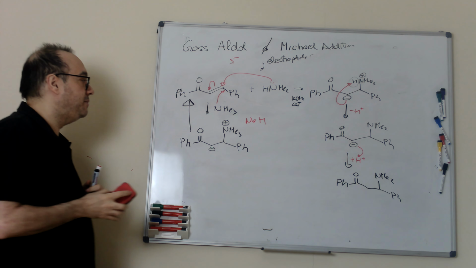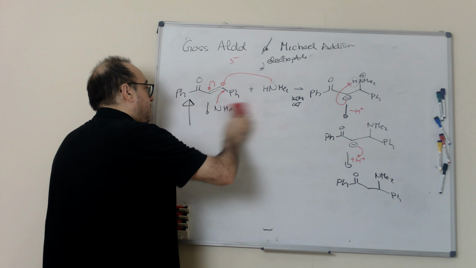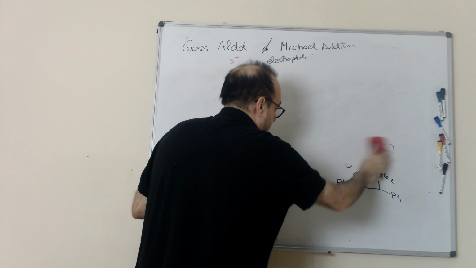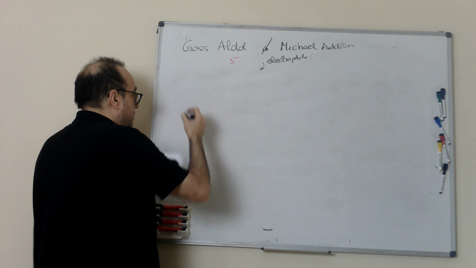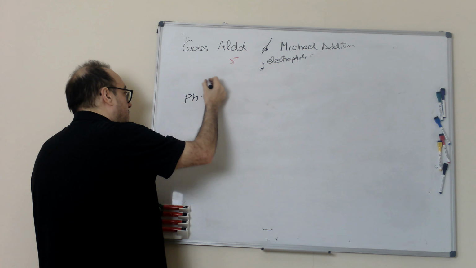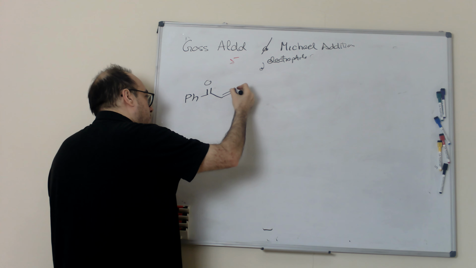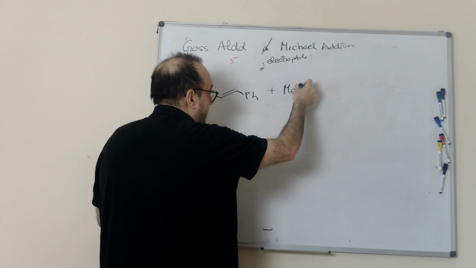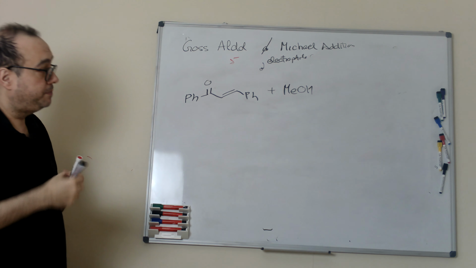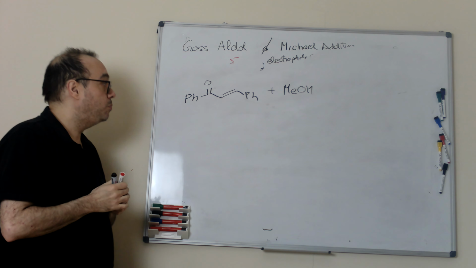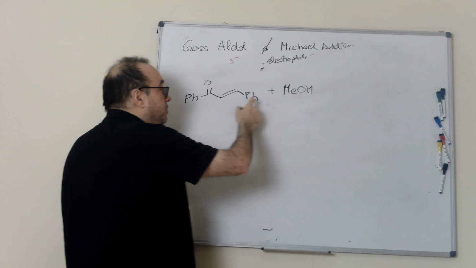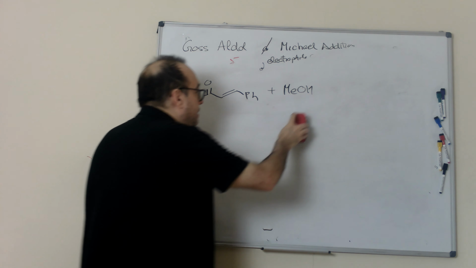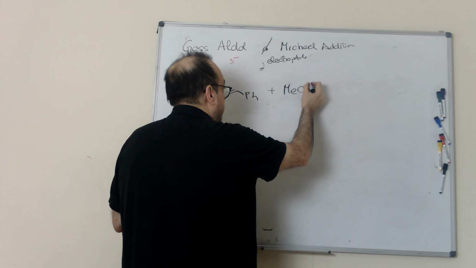Next example. What happens if we add an oxygen nucleophile? For example, methanol. Well, the reaction here didn't work. Why? Because methanol is not enough of a nucleophile to attack here. What we need to do is to do it in basic media. Basically, what we need to do is to use the anion.